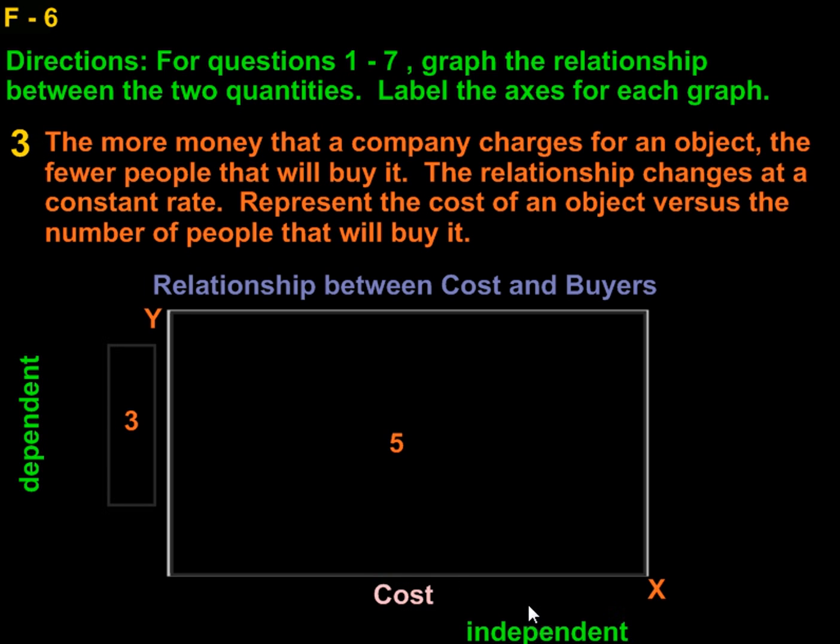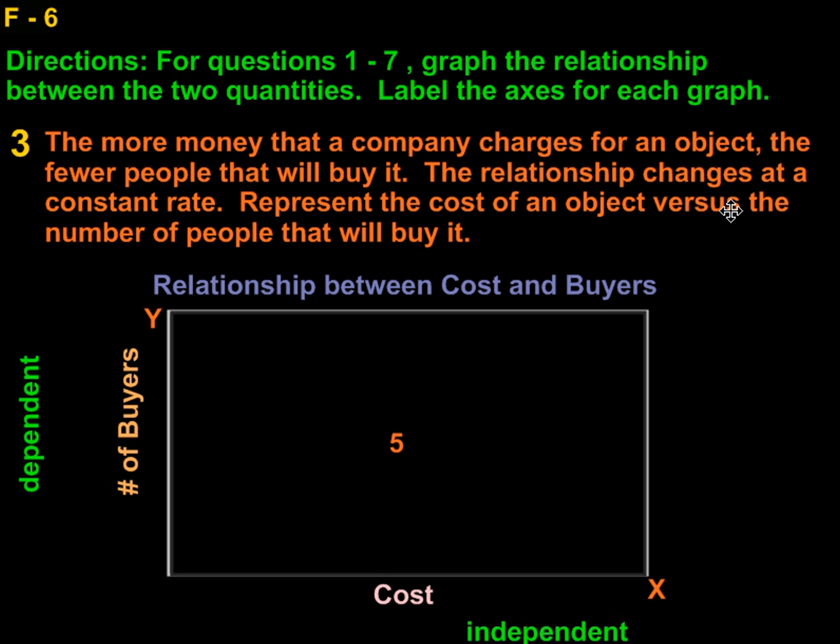Well, it does if you think about it, because cost can be changed, right? It says here this company can charge more for the object, and the more that it charges, the less people that'll buy it. So it's independent in the sense that it's up to the company to determine what it will be, and based on what they choose, this is the cause, right? And the dependent then would be the effect. If they raise the price, the effect is fewer people buy. If they lower the price, the effect is more people buy. So that's how we get dependent and independent.